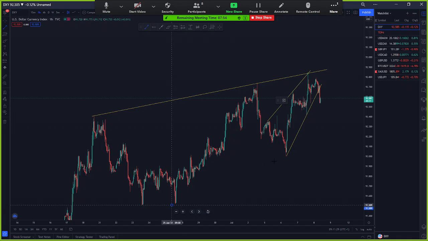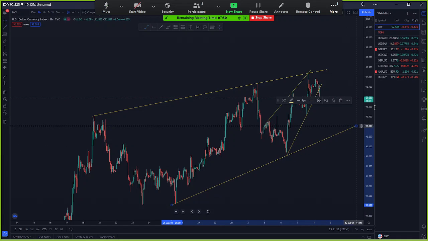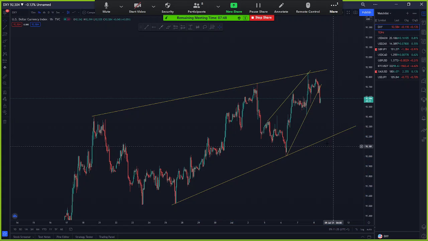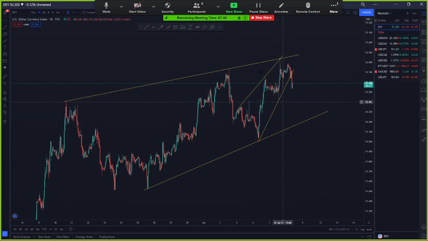So this is a well organized, high probability setup. We're waiting for the retest of the broken trend line, and the broken trend line also has an order block. You see, most times these are high leverage setups.